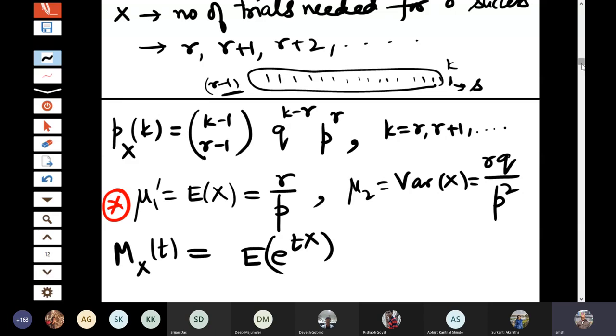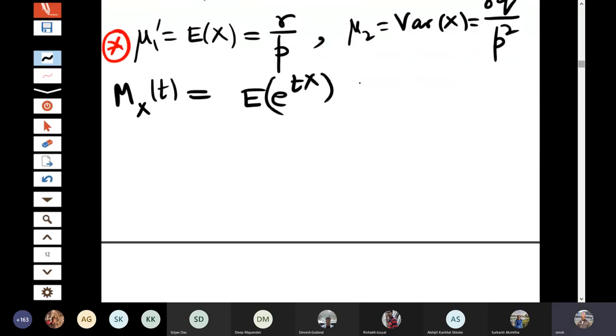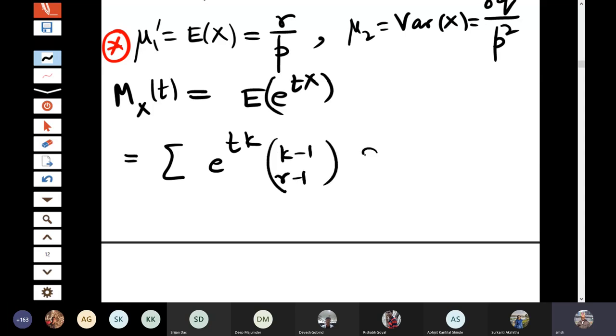So that is e to the power tk, k minus 1 C r minus 1, q to the power k minus r, p to the power r, and k equal to r to infinity.